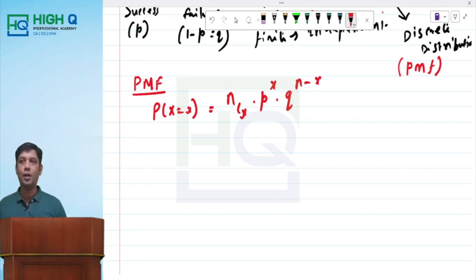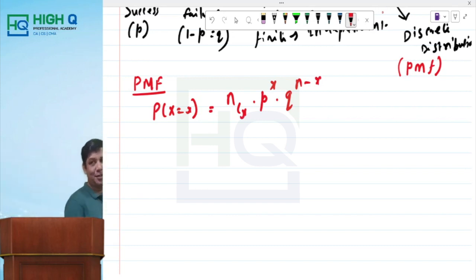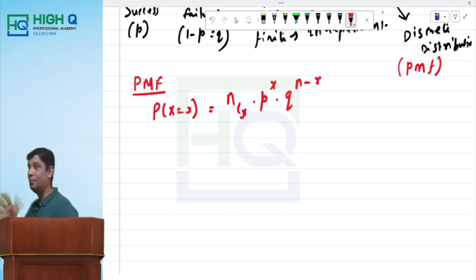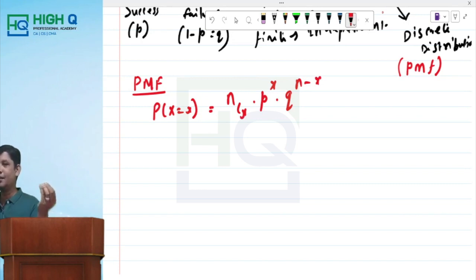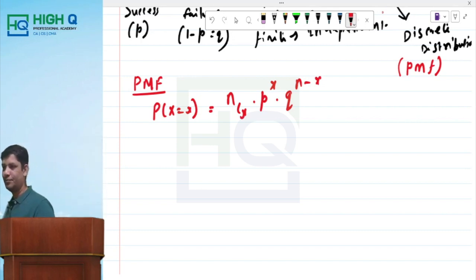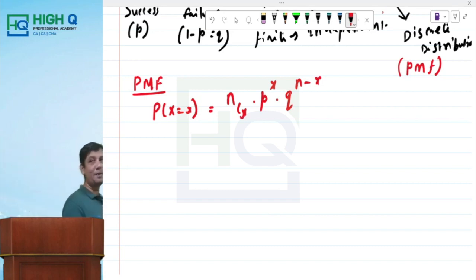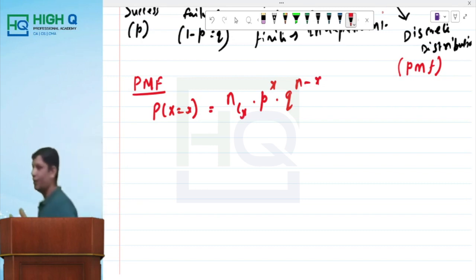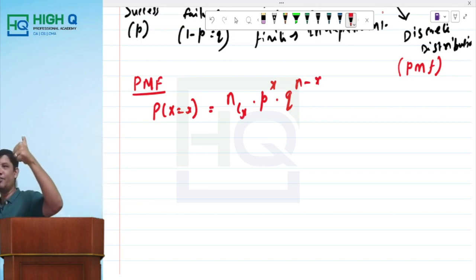Now, what is n? 10. What is p? 1 by 2, because I am talking about tossing coins and getting heads, and the probability of getting a head is 1 by 2. What is q? 1 by 2. What is x? 4. That is our random variable. Why do we call it a variable? A variable keeps on changing. I'll tell you. Tossing 10 coins, getting at least 7 heads. At least 7 heads means 7 or more than 7. Now tell me, what are the values of x? 7.